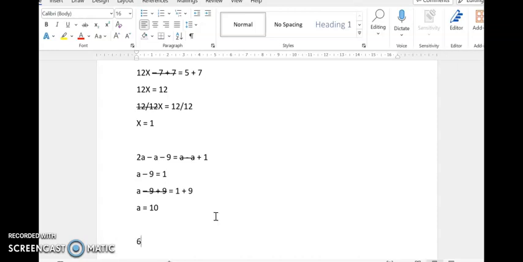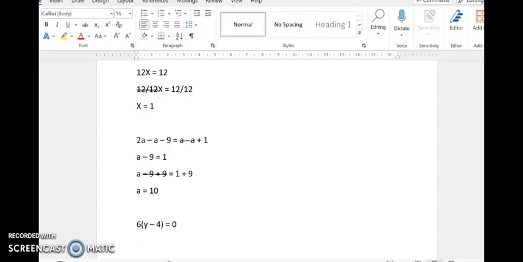We've got 6(y minus 4) equals 0. Okay. How do we do this? What's inside of the brackets, which is y minus 4, we have outside of the brackets a 6. Where the 6 is right up against the bracket, it basically indicates 6 times whatever's in the bracket.